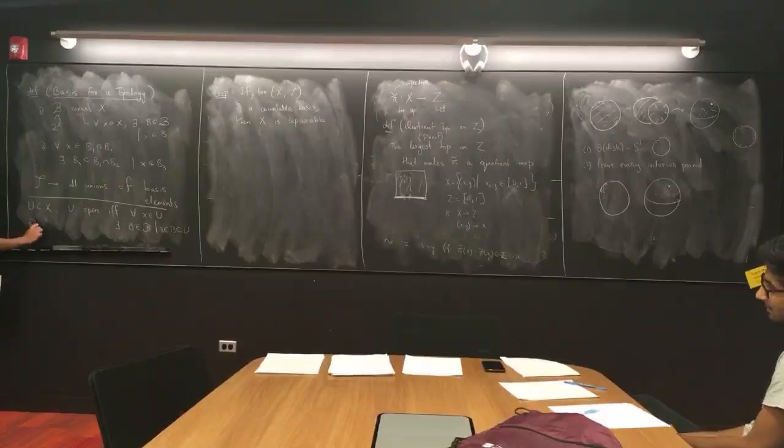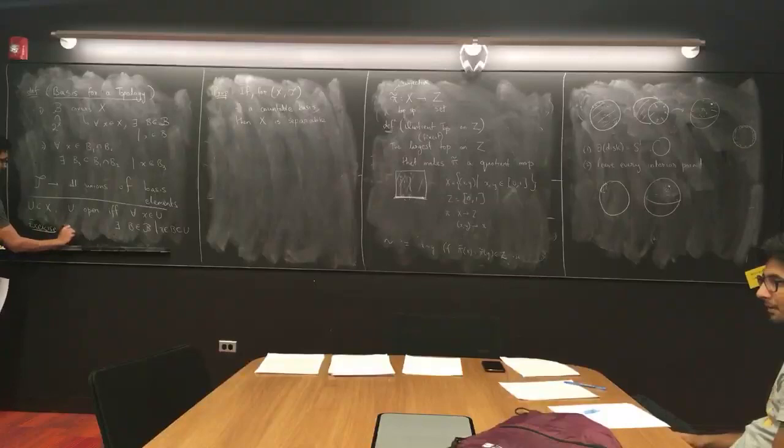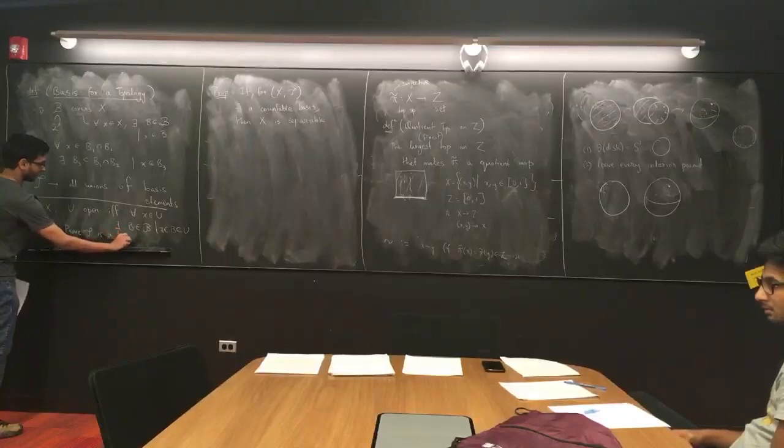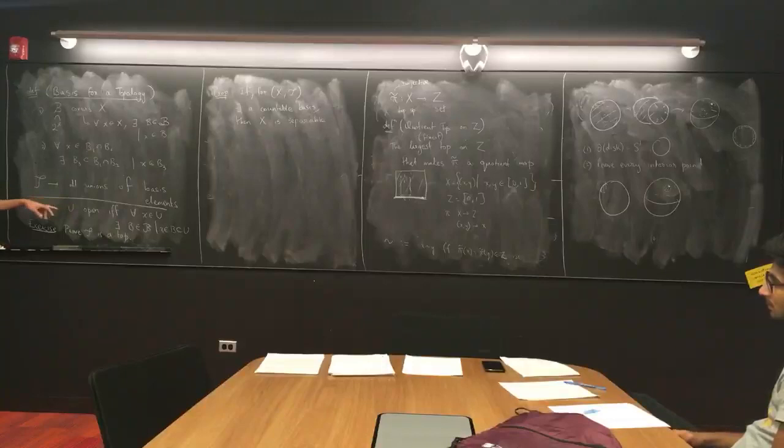So basically, it's a smaller collection of open sets that still generates the whole topology by just taking unions. And of course, every basis element is open as well, because it's a union of itself. So the basis is just a smaller collection of sets that will still generate the entire topology. It doesn't have to be the smallest, but just something smaller.